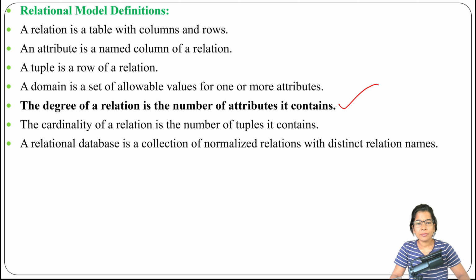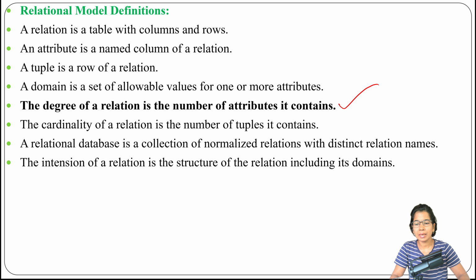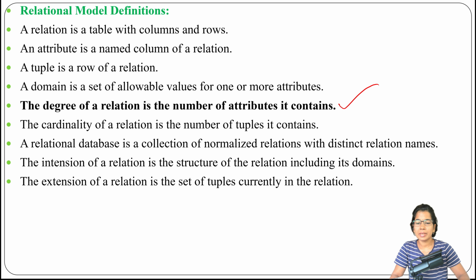The intension of a relation is the structure of the relation including its domain, and the extension of the relation is the set of tuples currently in the relation. If it is asking what is intension, intension is the structure and extension is the set of tuples that it currently holds.